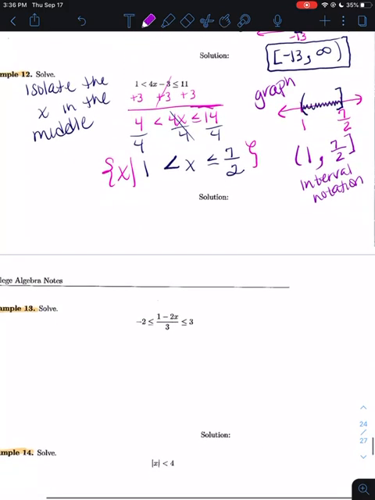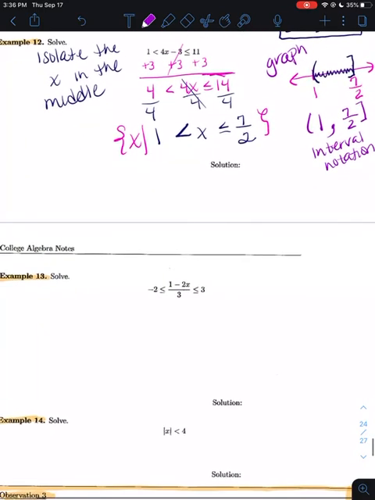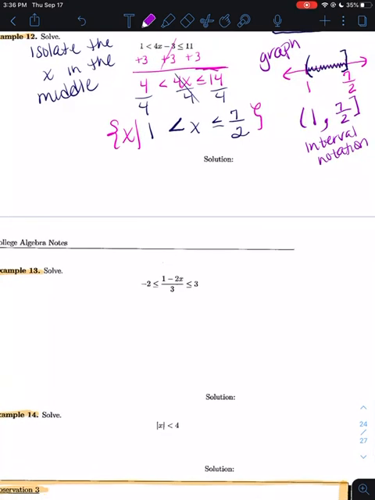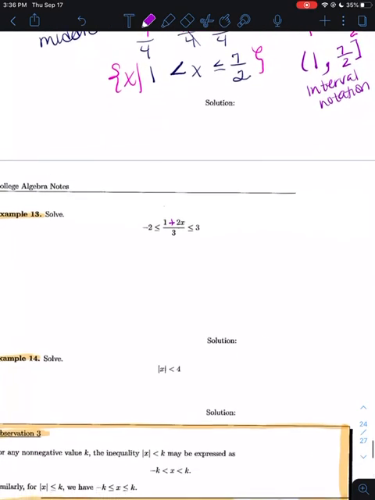All right. I want you to try number 13, but we need to change number 13. So change number 13, well, this is 1 plus 2x, because you're not going to have to do any flipping. So try that problem.